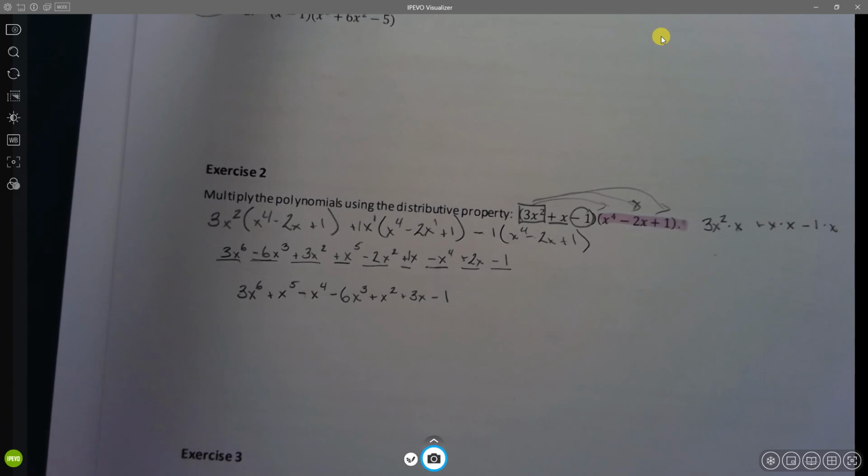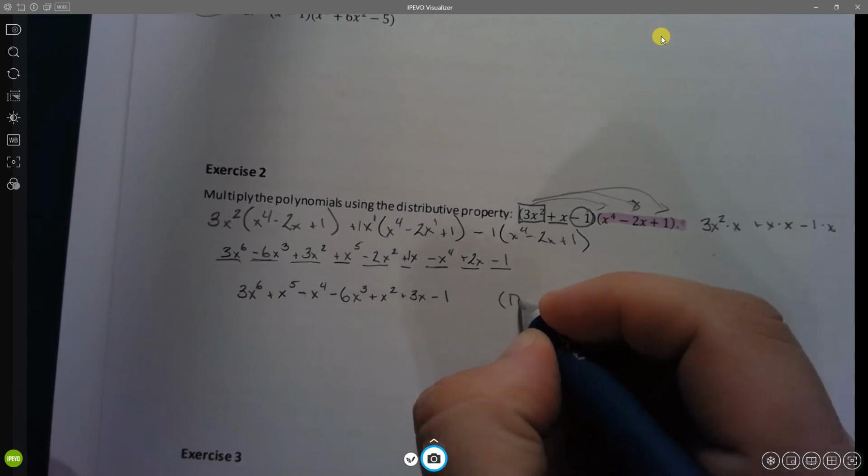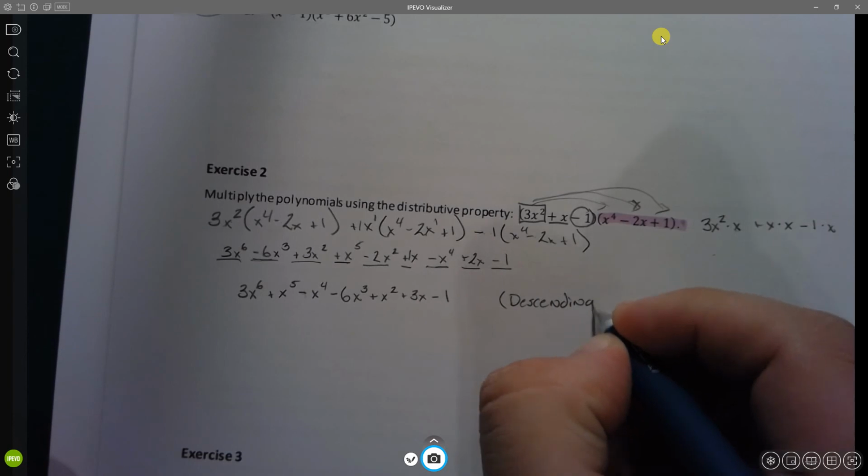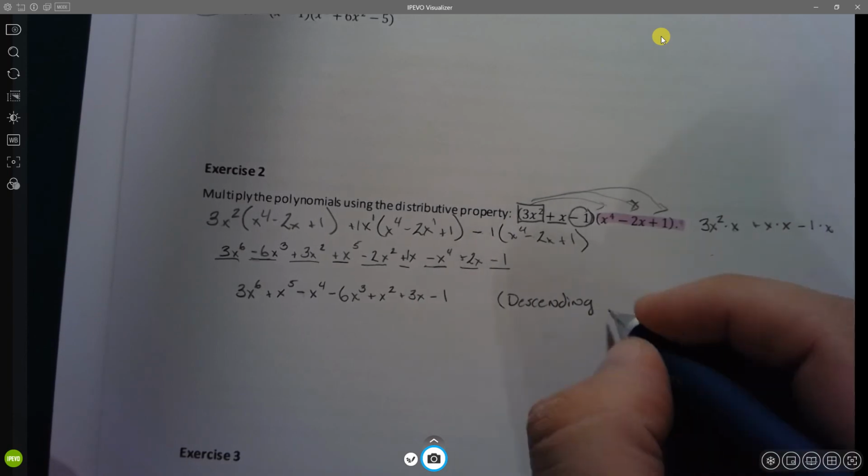Just remember, exponents always are going to be written in descending order. Well, 99% of the time.